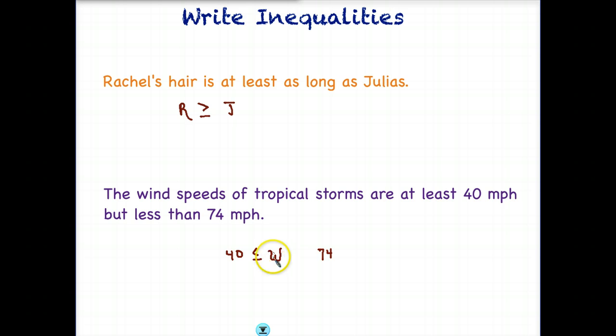So looking from the perspective of my variable, my wind speeds are greater than or equal to 40. That's what it says, are at least 40 miles per hour, but less than 74. Okay, and there is your compound inequality.